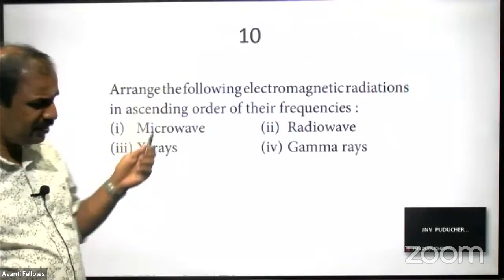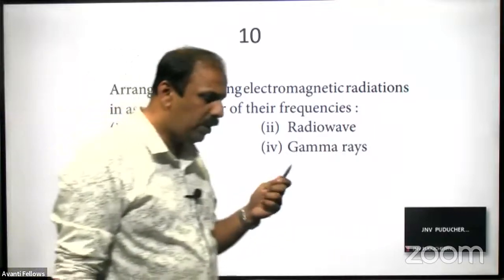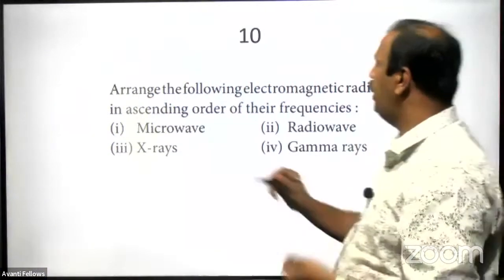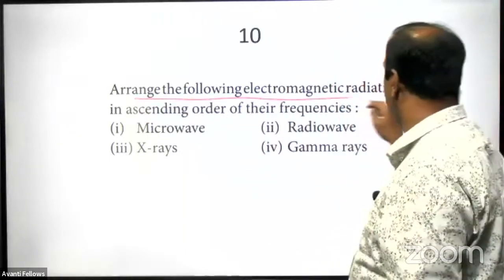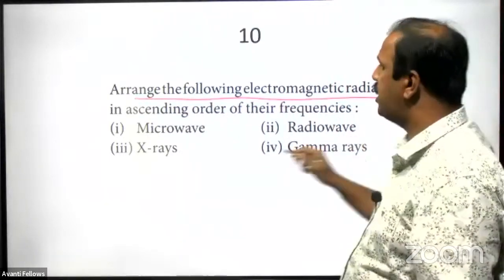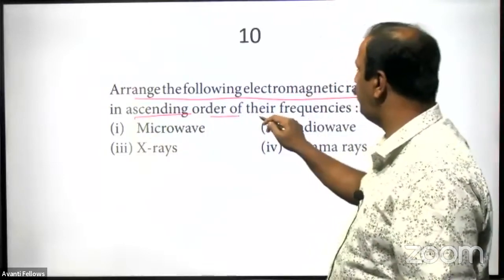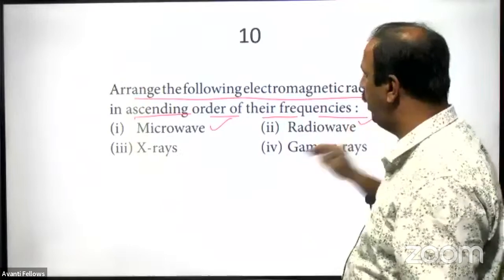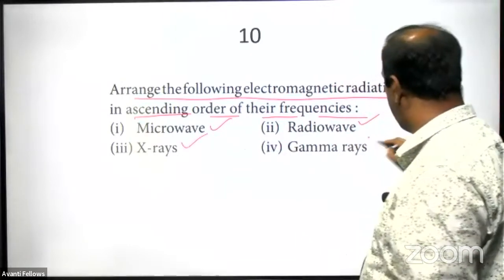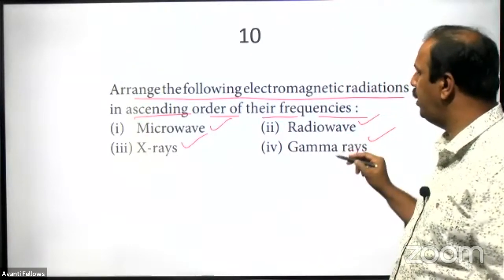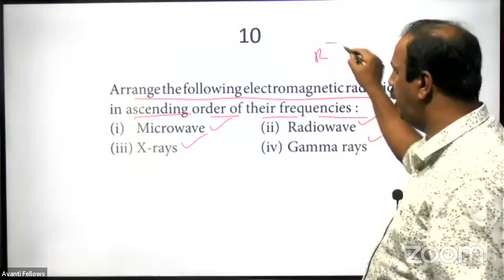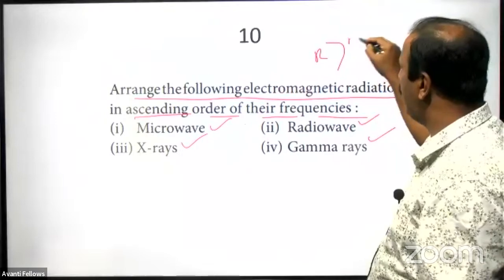Now this one, this can come like this, or it can come as a part of the other question also. See here, arrange the following electromagnetic radiation in ascending order of their frequencies. That is, we have microwave, we have radio wave, we have X-ray, and we have gamma ray. So the ascending order means the smallest one should come first. So this radio wave will come first. After radio wave, then microwave will come, like that.